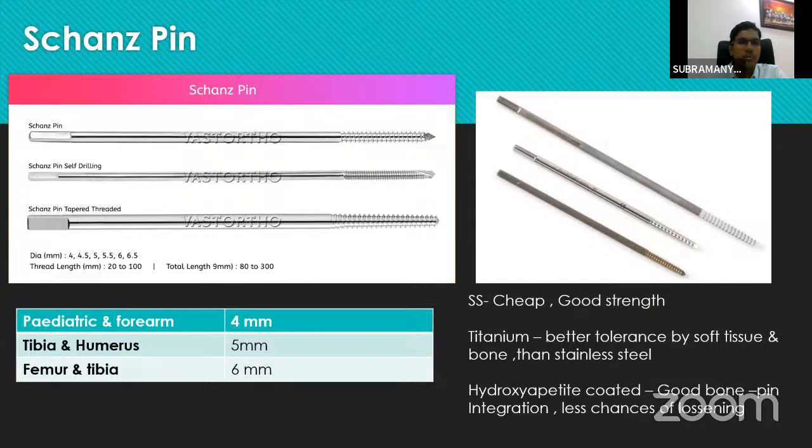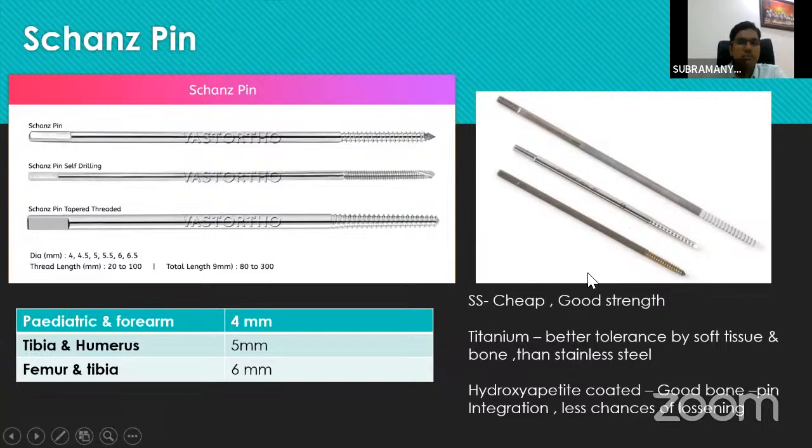So here you can see a differential thread pitch, that it starts at the tip at 5 mm and ends by 6 mm. So ideal sizes for pediatric and forearm will be a 4 mm shank pin. For tibia and humerus, you can use a 5 mm shank pin, and for femur and tibia use a 6 mm shank pin. There are 3 different materials. You can use stainless steel or titanium or hydroxyapatite coated.